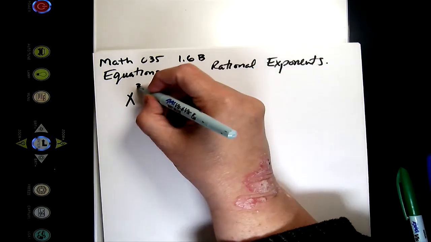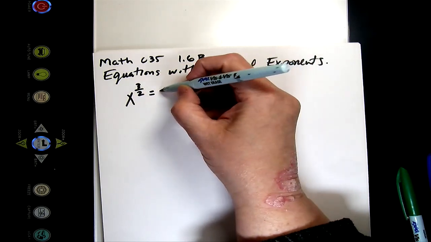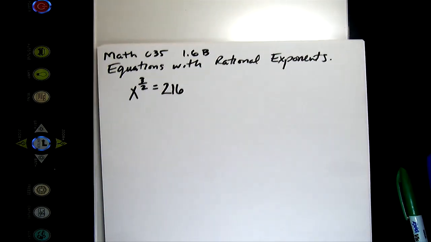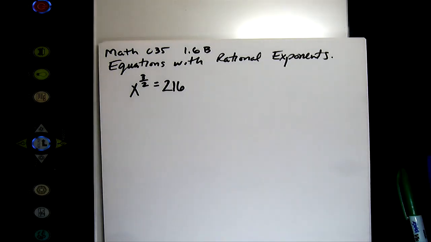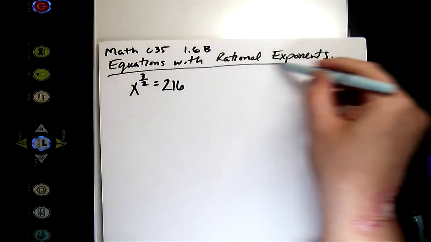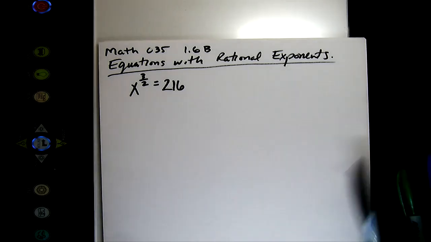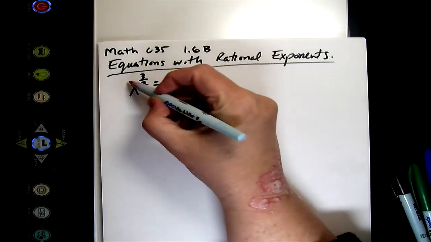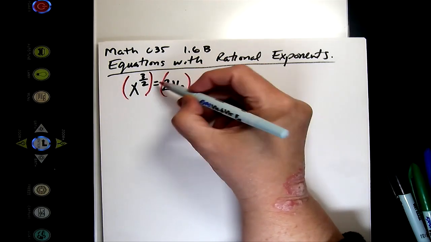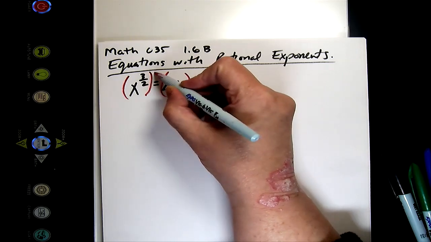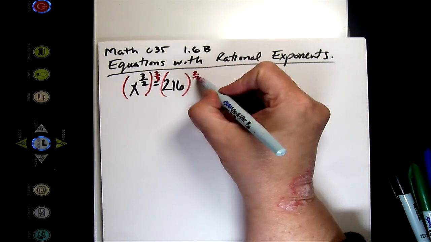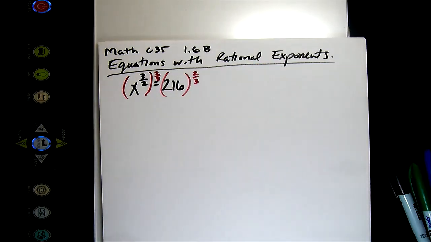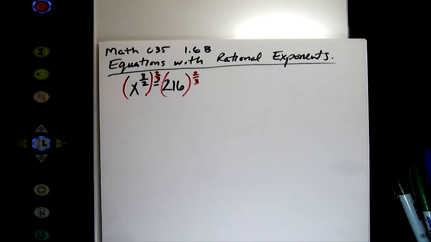For example, x to the 3/2 equals 216. There's a couple ways to do this. The most straightforward way is to raise both sides to the power that cancels out this power when you multiply it. So like raise both sides to the 2/3 power. And we'll get to what that answer is in a second. Let's take a look at doing it a different way.